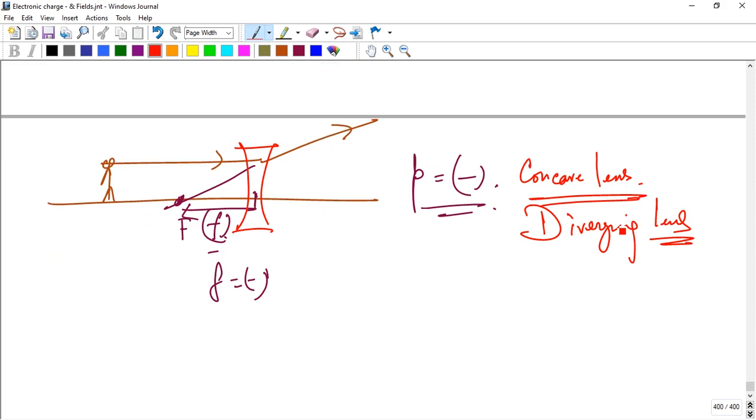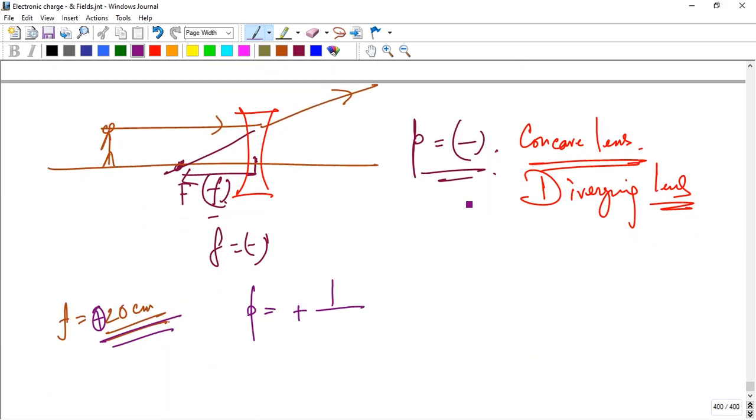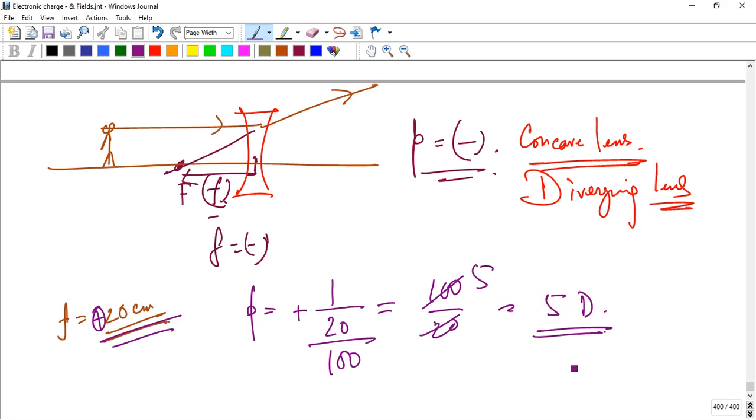Okay, suppose the focal length is 20 centimeters. So what is the power? The focal length is plus 20 centimeters, so the power is positive, which means a convex lens. Power is 1 by 20 centimeters; now convert to meters, divided by 100, so 100 by 20, and you get 5 diopter, 5D power. That is a positive 5D. That's a very huge power.